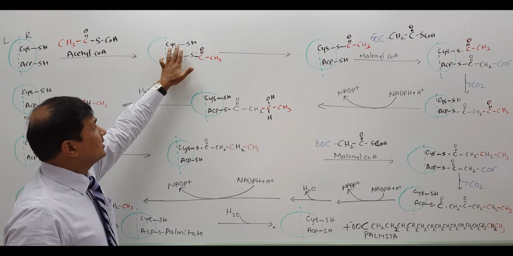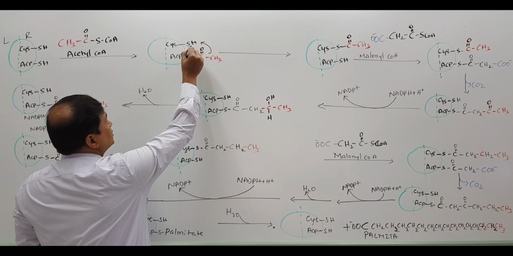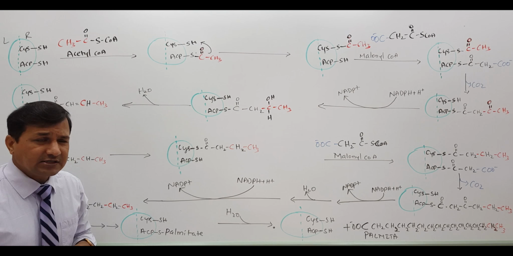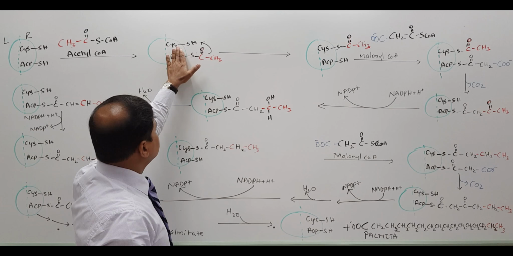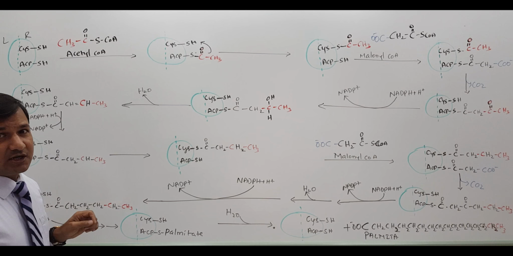So what happens is, these two carbons are going to be moved to the cysteine SH position. This job is done by acetyl transacylase enzyme. So there is a movement of these two carbons from the ACP position to the cysteine position. Note that these are red color carbons. They are coming from acetyl CoA. Always keep an eye on the color, and that is what will give you the source of those carbons.